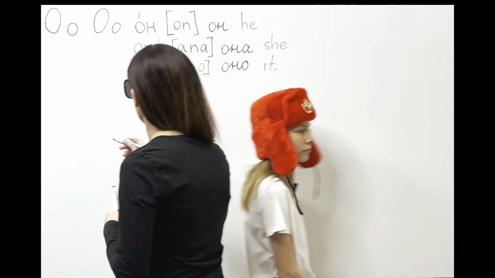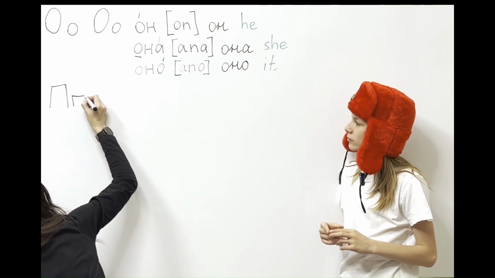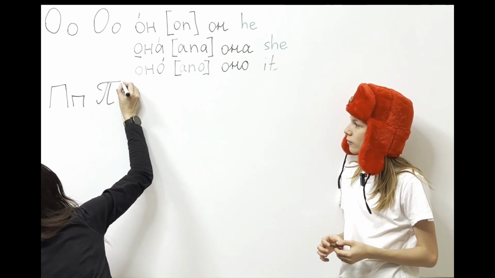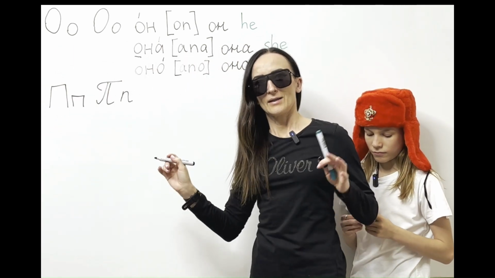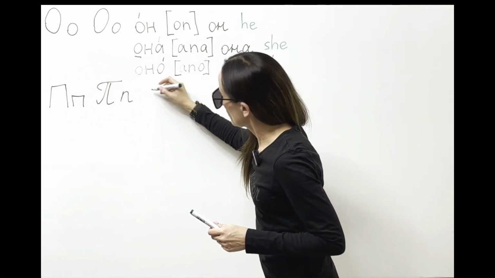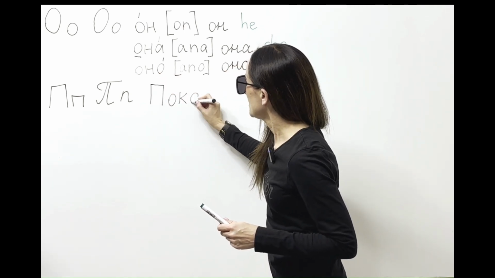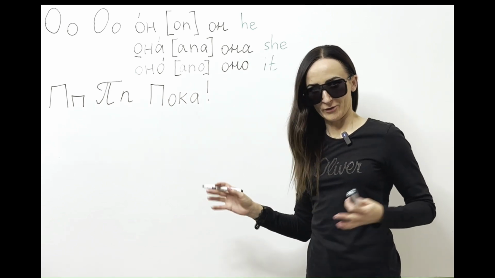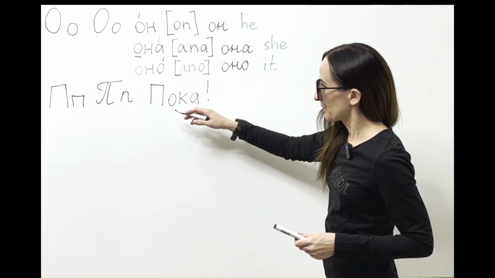The next letter is P. The block form and the cursive form. Something like this. The word is пока-пока or just пока. I will write it with the capital letter because usually it can be just one word and one sentence. And an exclamation mark here because we are emotional when we greet or when we say bye.